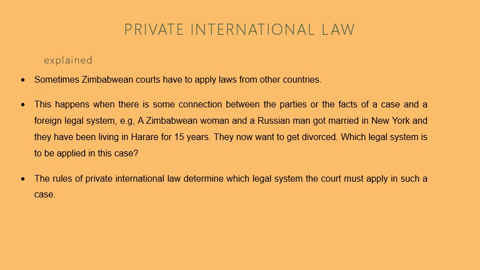We talked about this. This happens when there is some connection between the parties, facts of a case, and there is some foreign legal system that is there. I gave an example there. A Zimbabwean woman and a Russian man got married in New York, and they have been living in Harare for 15 years. They want to get divorced. Such a conflict is what is private international law.